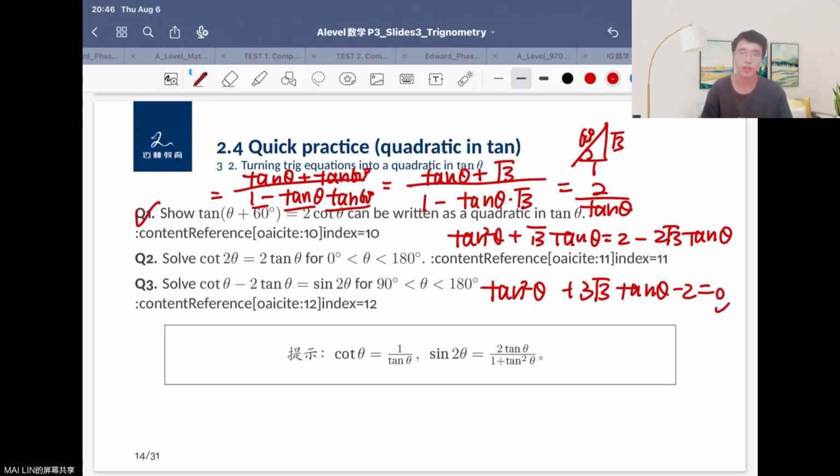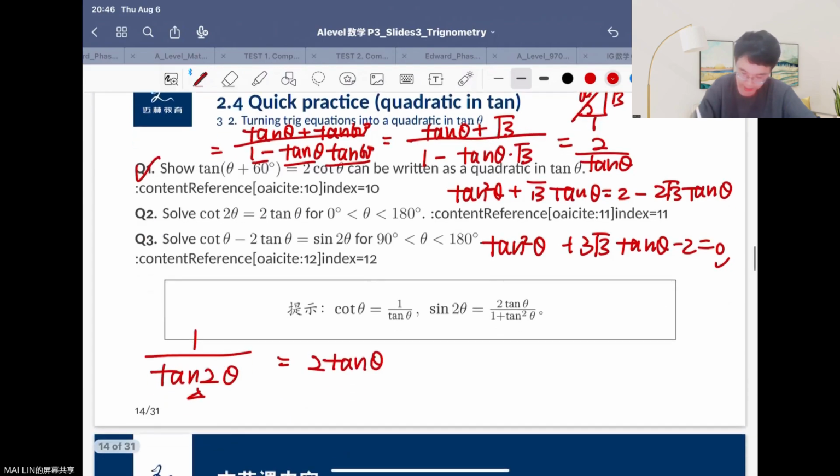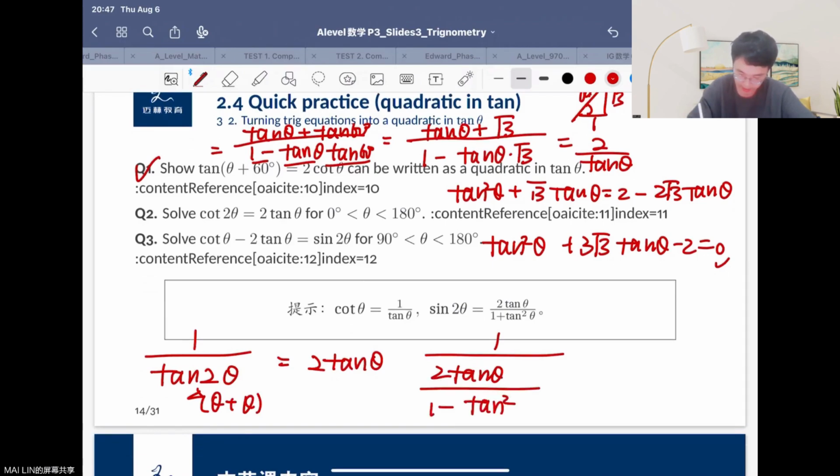For the second question, if you want to solve cotangent 2 theta equals 2 tan theta, you can first write it this way: 1 over tan 2 theta equals 2 tan theta. For this rule, 2 theta can be considered as theta plus theta, right? So tan of theta plus theta is 2 tan theta over 1 minus tan theta squared, okay? Equals 2 tan theta.